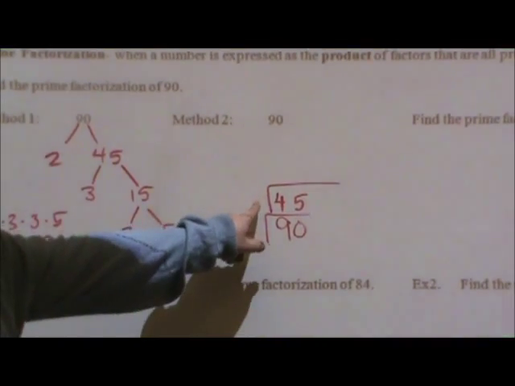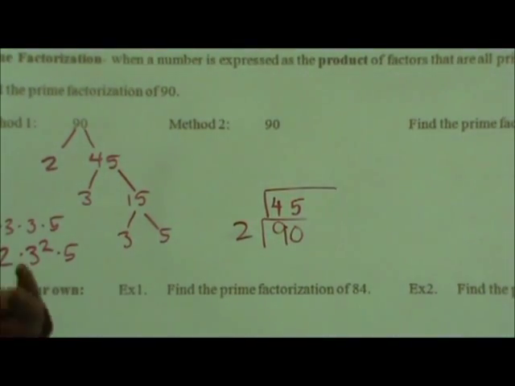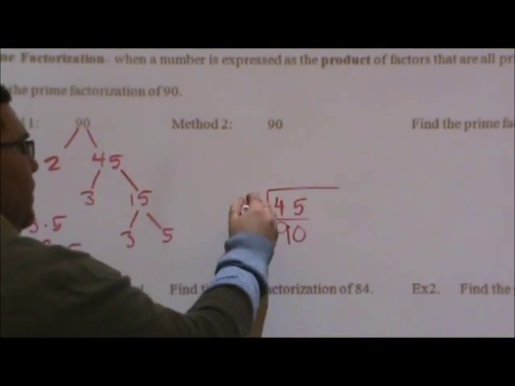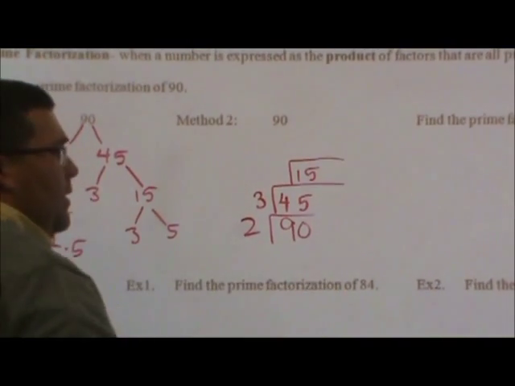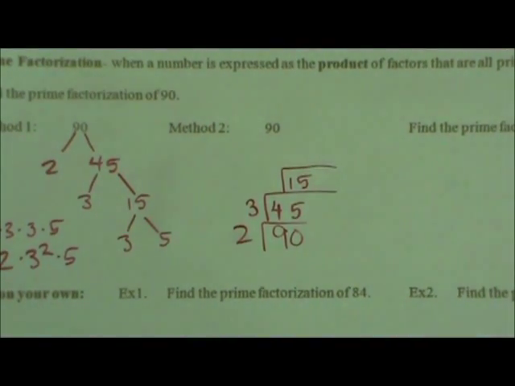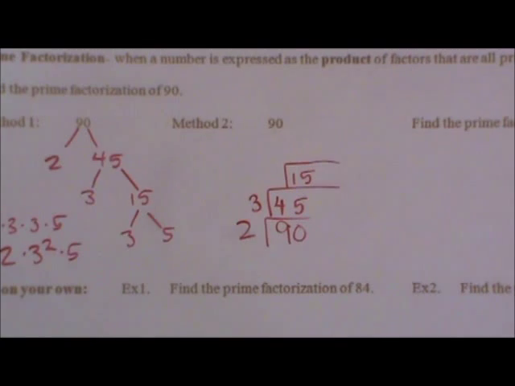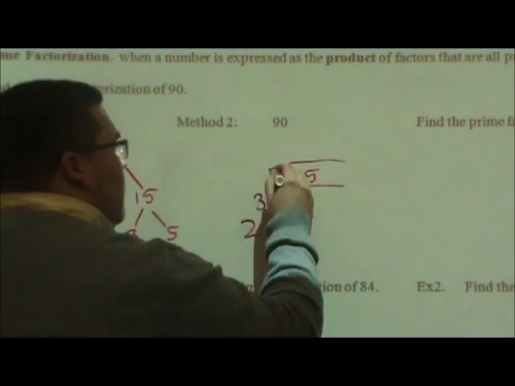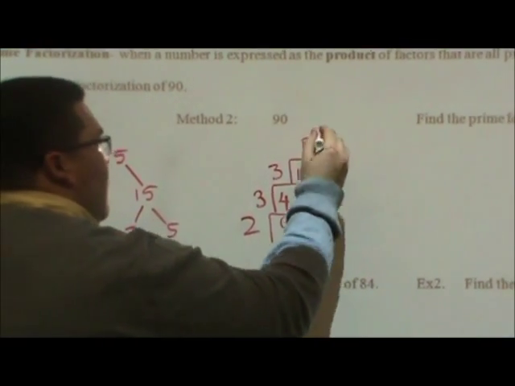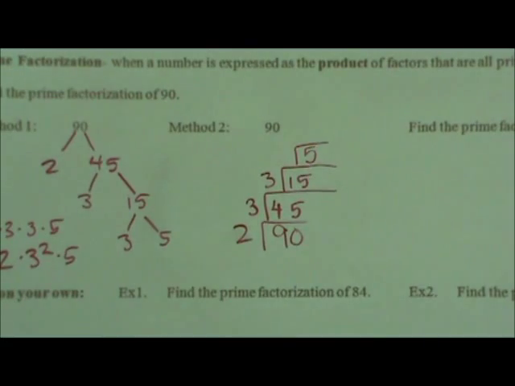Well, what's the smallest prime number going into 45? It's 3. So we're going to add another layer of the cake, and we know we get 15. This 3 times 15 is 45. We do it again. Well, what number goes into 15 that's prime? 3. And we get 5. And finally, what's the only prime number that goes into 5?